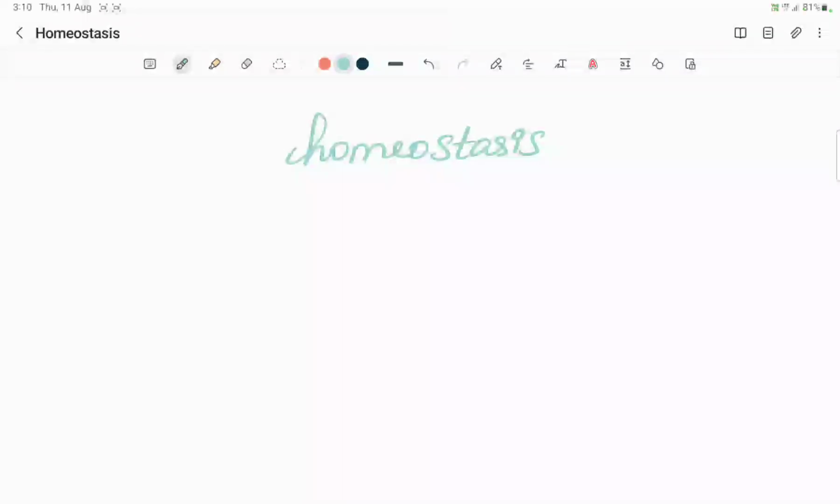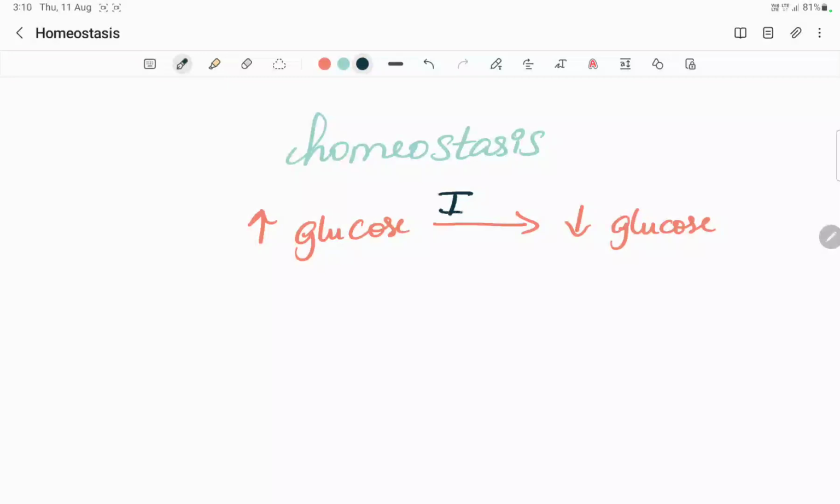In today's video, we'll be seeing about homeostasis, a very important topic in physiology. To understand homeostasis, we'll look at an example. There is an increase in the glucose levels. In order to bring down the glucose level, insulin is activated. So when there is an increase in the glucose levels in the body, the insulin is activated, which brings down the glucose levels.